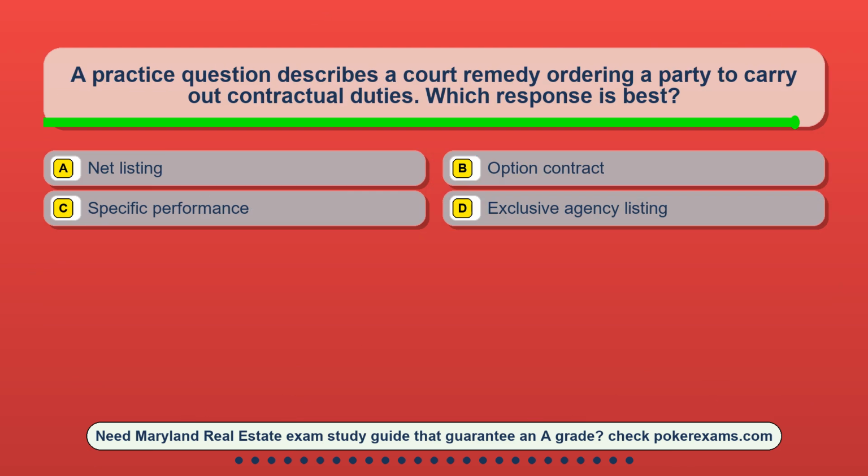Question 25. A practice question describes a court remedy ordering a party to carry out contractual duties. Which response is best? Option A, net listing. Option B, option contract. Option C, specific performance. Option D, exclusive agency listing.